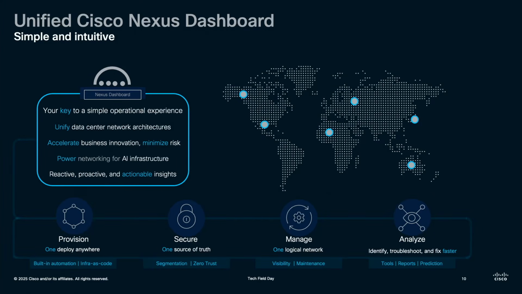How would I talk about the capabilities of Nexus Dashboard? I would like you to think about this in these 4 categories: provision, secure, manage, and analyze. All these 4 capabilities are very well integrated into Nexus Dashboard's user interface, and also very well integrated into Nexus Dashboard APIs. So the APIs are also organized in this type of grouping.